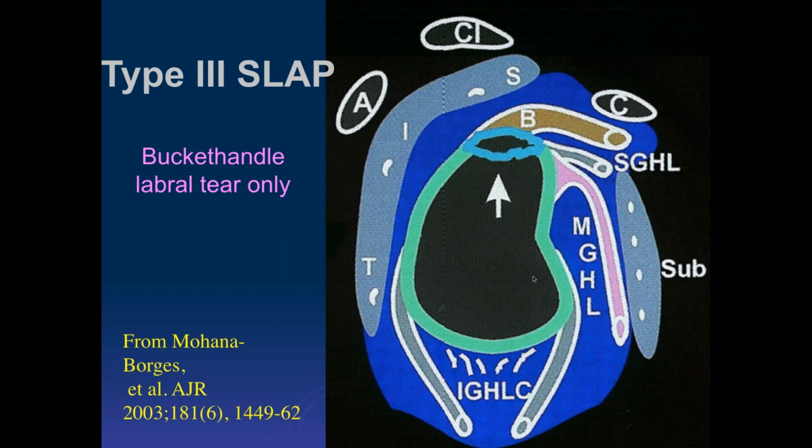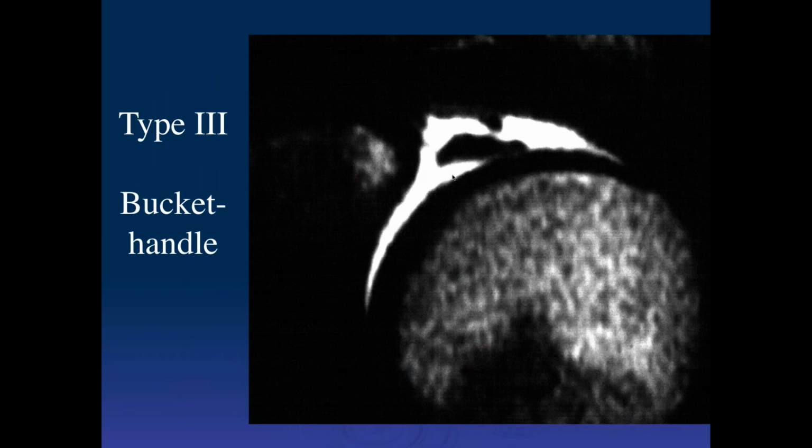A type 3 SLAP tear is a bucket handle tear of the superior labrum with a little bit of displacement, but no involvement of the biceps anchor. So here's an example. This is the superior labrum. It's torn off. It's displaced. We're seeing fluid going between the biceps and its attachment. In this one image, we don't have the anchor, but the anchor was intact in this particular patient.